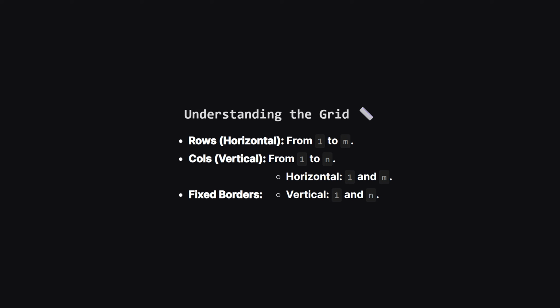Let's visualize this grid properly, because the indexing can be a little tricky. The field spans from row 1 to row m, and column 1 to column n. This means we have a fixed horizontal fence at the very top, coordinate 1, and at the very bottom, coordinate m. Similarly, we have fixed vertical fences at the far left, coordinate 1, and the far right, coordinate n. Any other fences given in the input are somewhere in between these borders.